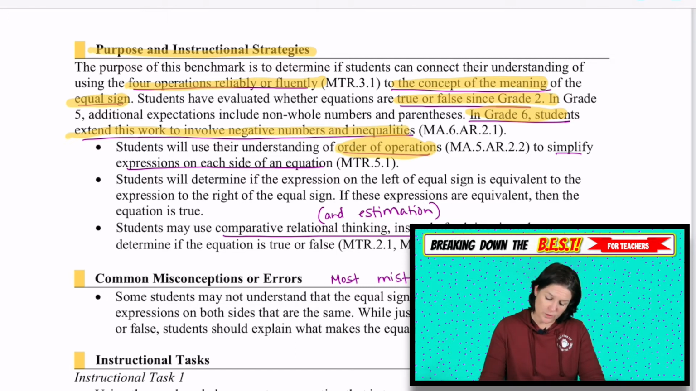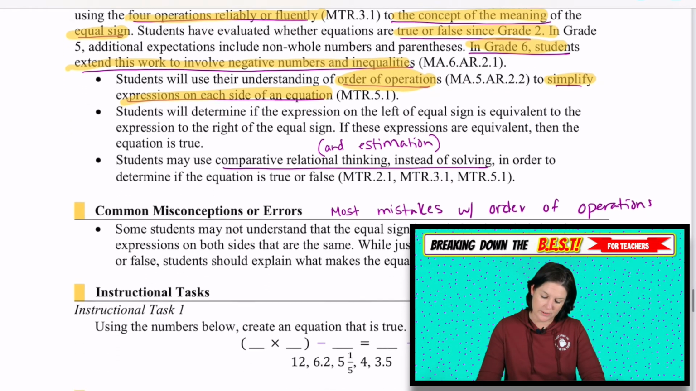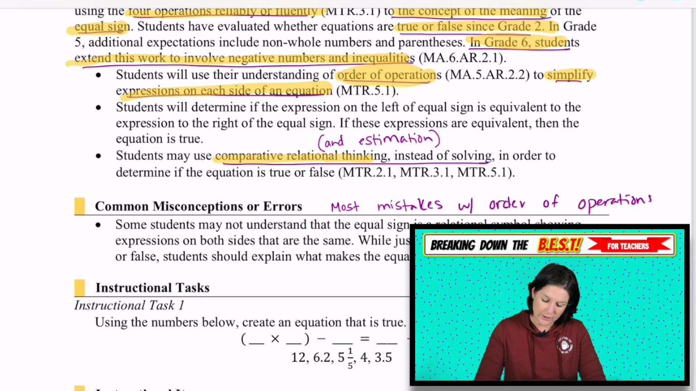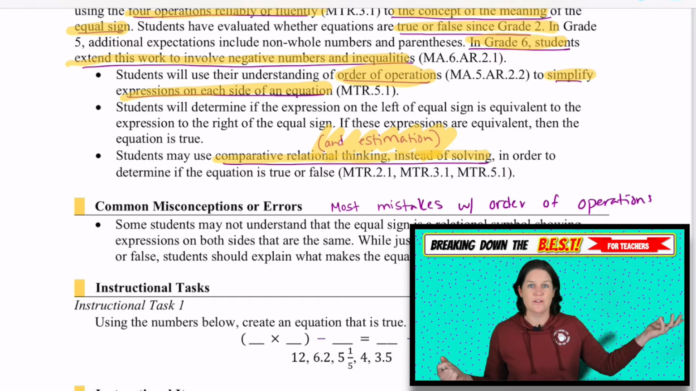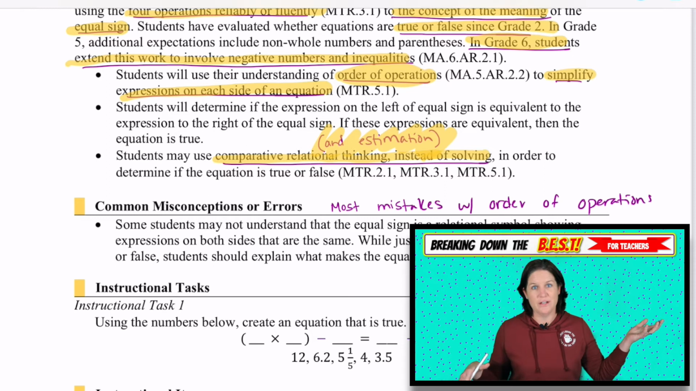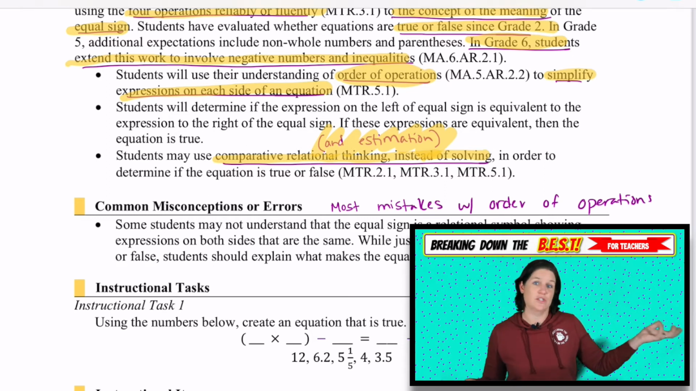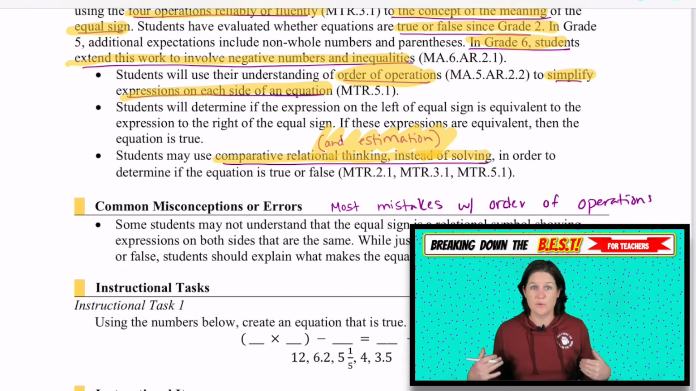Students will have to use the order of operations to simplify the expressions on each side of the equation, and they can use comparative relative thinking instead of solving and estimation. So if they see that it's like half of 100 on one side and then they have 1,000 on the other side, they can already compare and say, oh, I know that if I take half of 100, it's going to be way less than this gigantic number over here, so this equation is false. That's a quick example of comparative relative thinking.